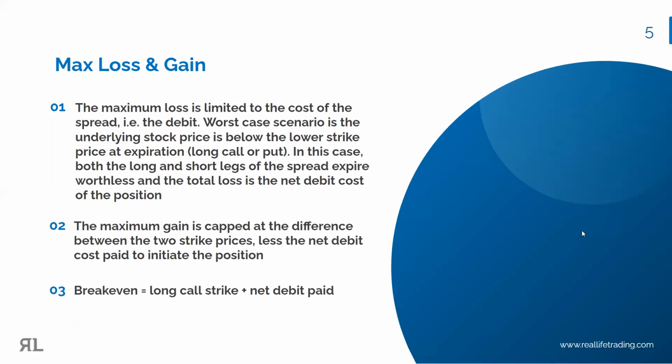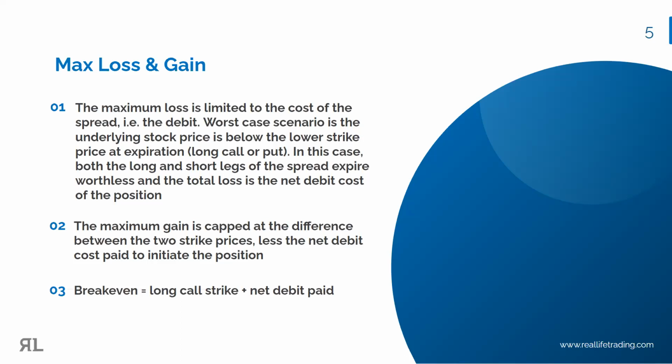Okay, so the max loss and gain when we're talking about using debit spreads. I'm going to go through this, but then I'm going to give you examples. I'm going to walk you through. In case this doesn't make sense, the maximum loss is limited to the cost of the spread, meaning the debit. I'm going to show you examples of what I mean by that. The maximum loss is limited to the cost of that spread. So whatever you pay for that spread is your max loss.